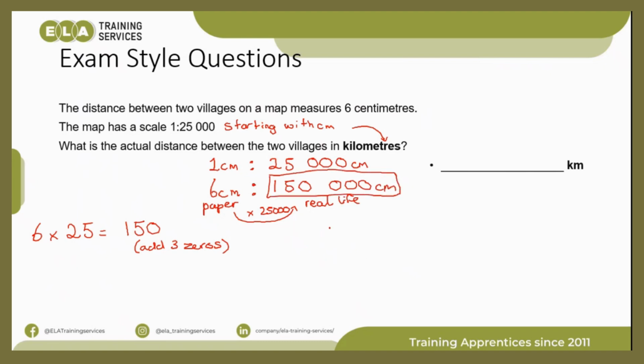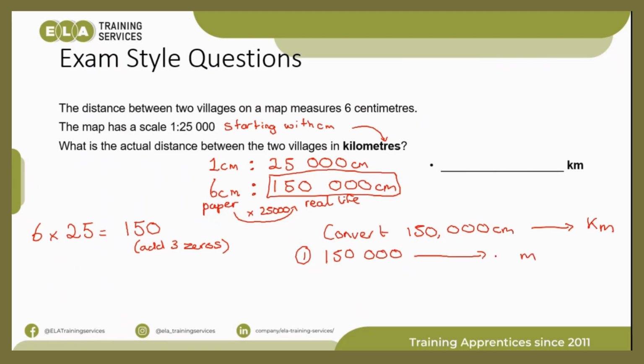So step 2 now is we've got to convert 150,000 centimetres to kilometres. But first we're going to do it to metres. So step 1, we're going to do 150,000 to metres. So we're going to divide by 100. So we knock off 2 zeros and we're left with 1,500. And then step 2, we're going to do 1,500 divided by 1,000 to get to kilometres.